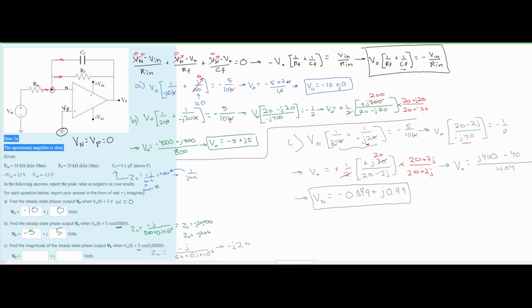Plugging this into a calculator, we are going to get this as our answer. And that is going to be the rectangular form, or the solution to our part C. And we could write it in here like this. So that's how we would go about solving for this problem.